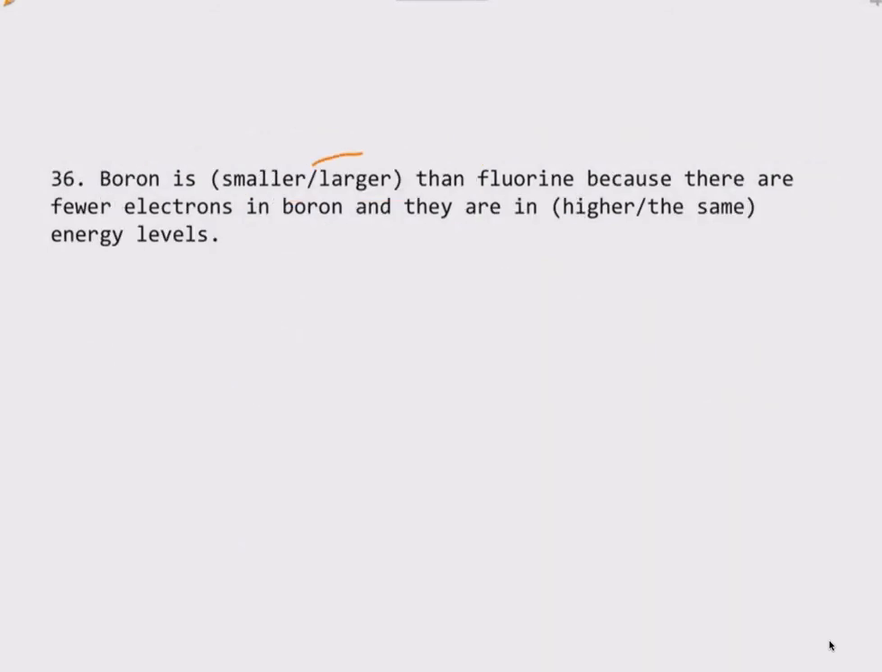Boron is larger than fluorine because there are fewer electrons in boron and they are in the same energy level. Now, fewer electrons you'd think would make it smaller, but again, we're talking about the comparison of electrons and protons. There are fewer electrons in boron, but there are also fewer protons pulling them together. So that's why boron is larger.